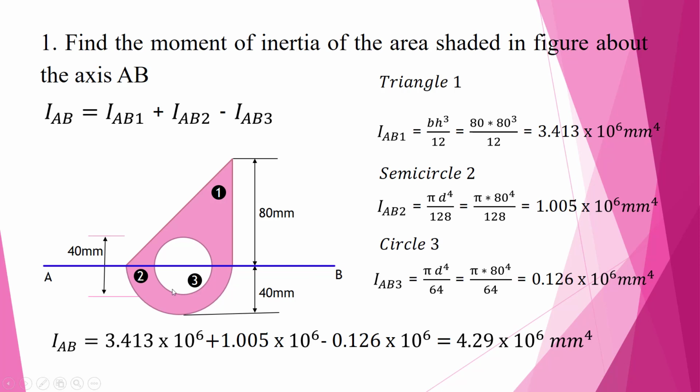Now the moment of inertia of the total area, or the shaded area, IAB about the axis AB will be equal to 3.413 into 10 raised to 6 plus 1.005 into 10 raised to 6 minus 0.126 into 10 raised to 6, which is equal to 4.29 into 10 raised to 6 mm raised to 4.